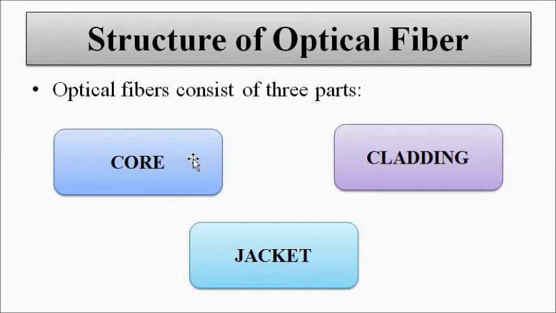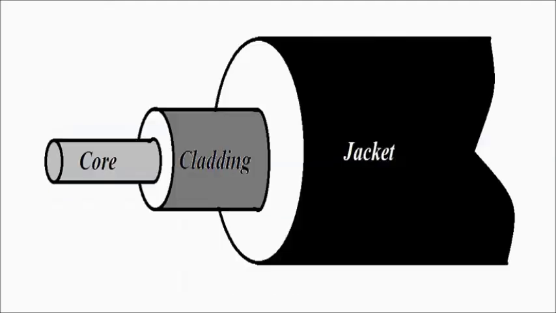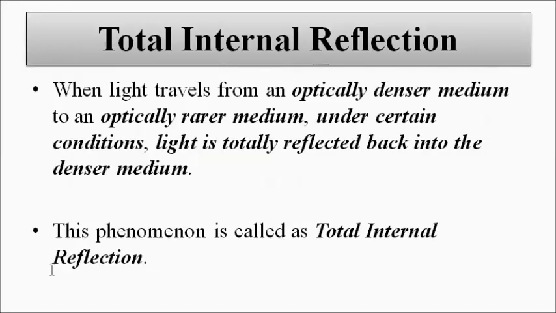So why is it done? Refractive index of the core is maintained at a maximum value, and the cladding has a lower refractive index. It is because to facilitate total internal reflection. So first let us understand what total internal reflection is, then we'll discuss how total internal reflection happens in optical fibers. Okay, so total internal reflection is the phenomenon which occurs when light travels from an optically denser medium.